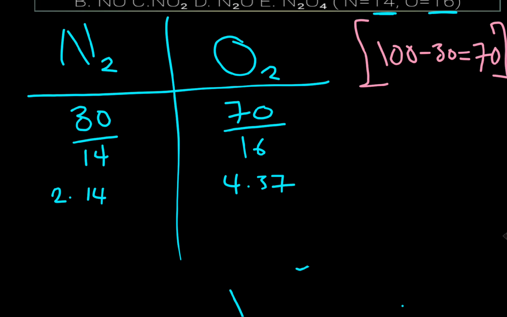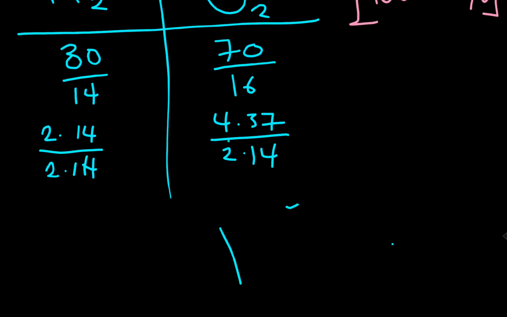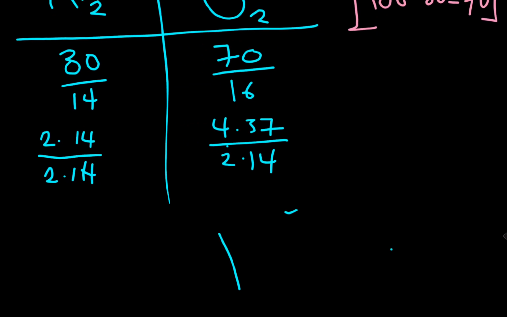Next, we'll divide all through by the answer that's the smallest ratio. So 2.14 and 4.37. Which of them is smaller? 2.14 is smaller. So we'd say 2.14, and 2.14 divided by 2.14 would get 1.